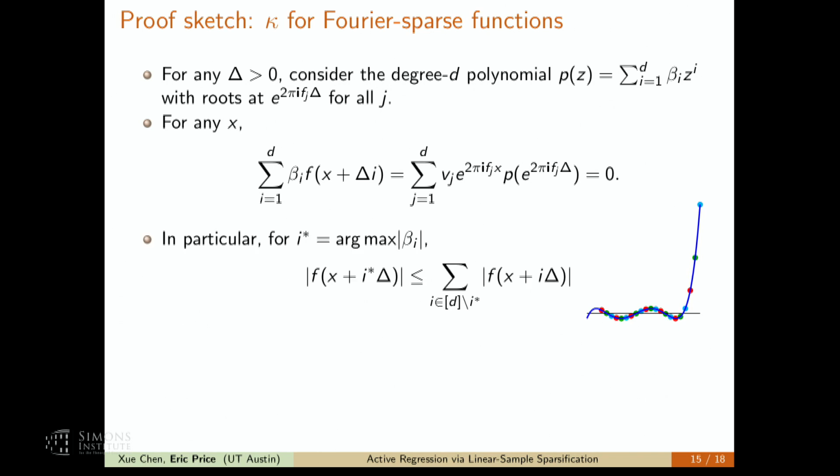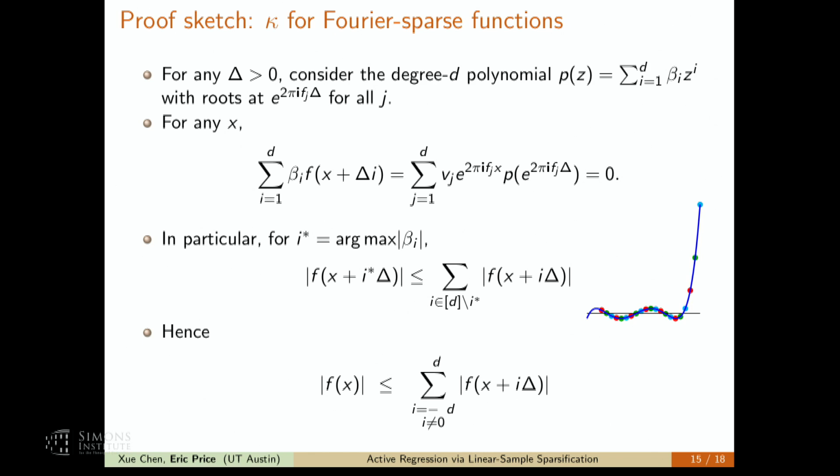And what that means, in particular, if you look at the largest coefficient you have, it says that the value that f takes at x plus i star delta is certainly at most the sum of the values it takes at the other positions, because the sum of all of them is equal to 0. And what that would mean is that the value that f takes at any position x is bounded by the sum of the values it takes in an arithmetic sequence moving outside it.